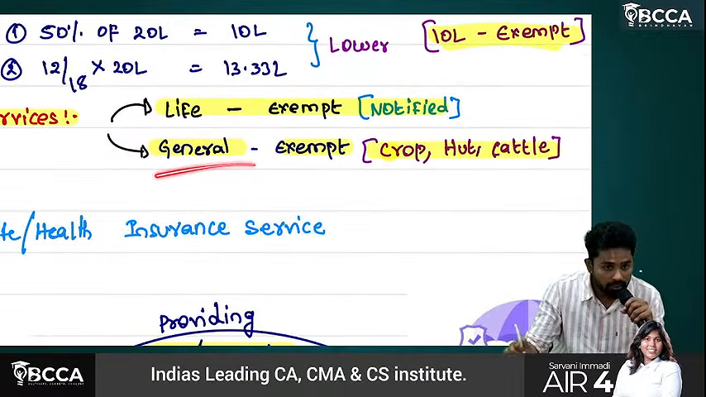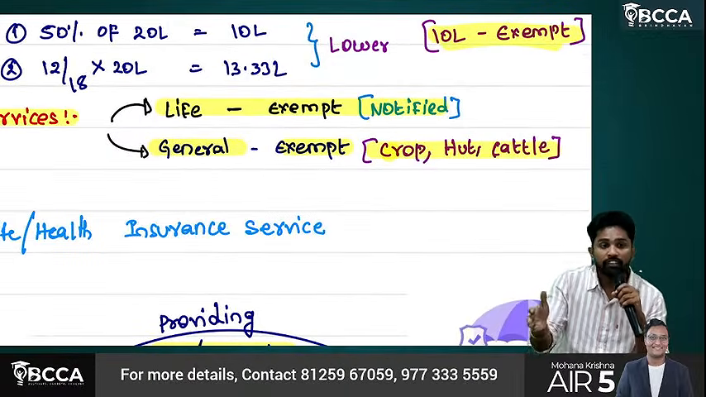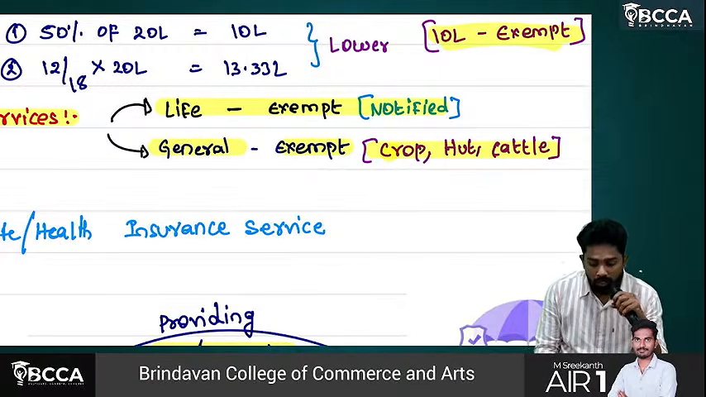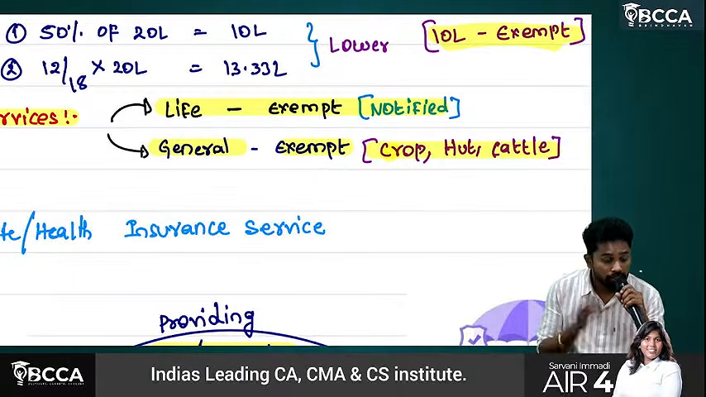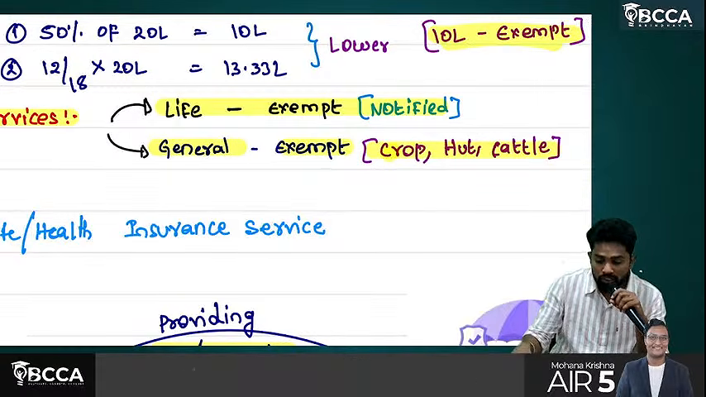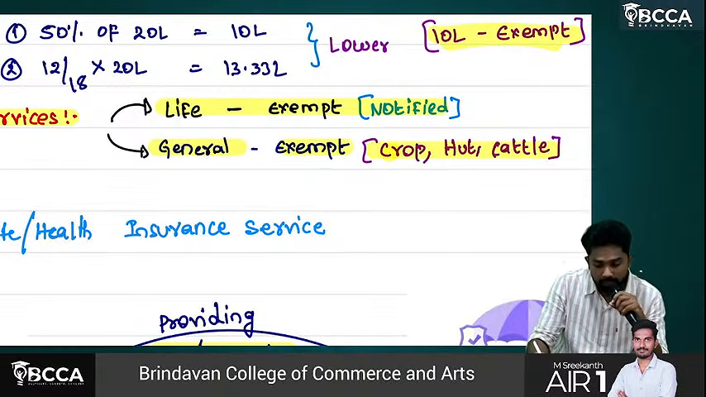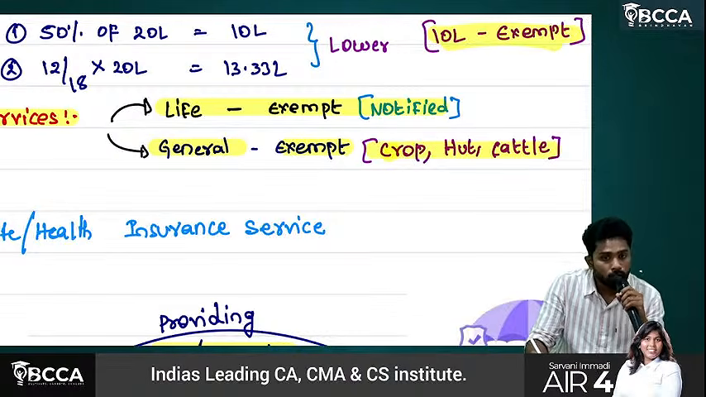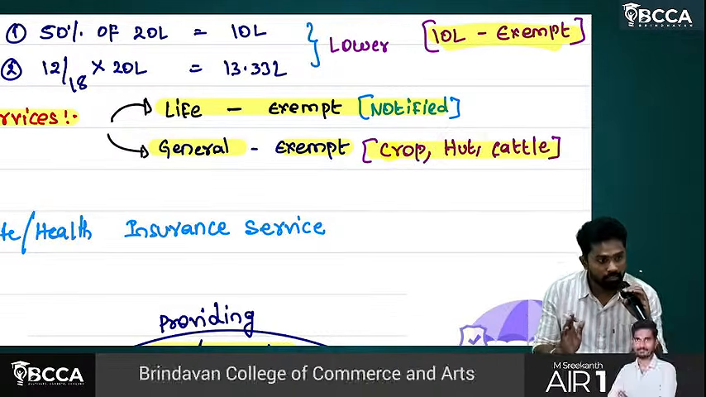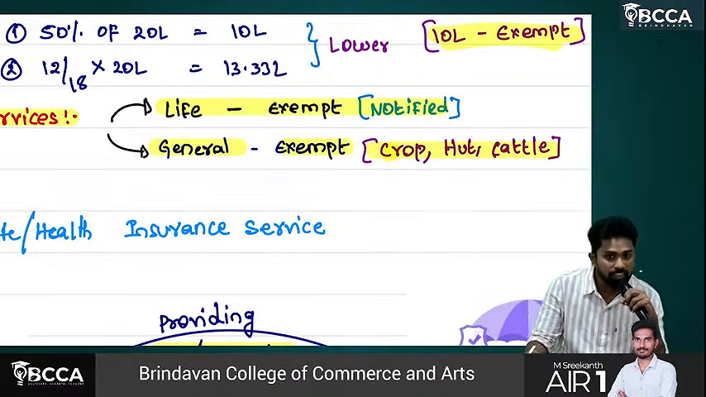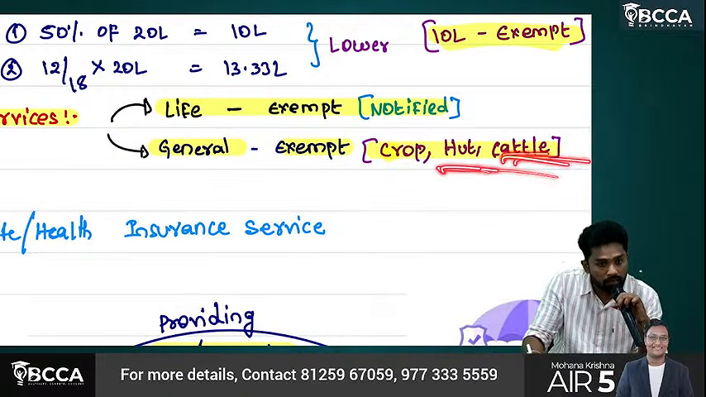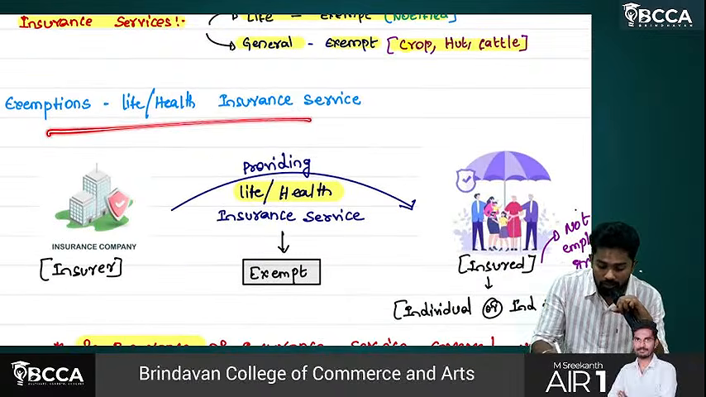Then general insurance. General insurance means vehicle insurance, stock insurance, property insurance; all those come under general insurance. For general insurance, no exemption, sir; only life insurance is exempt. General insurance is exempted when it is taken for crop insurance or hut insurance, not for a building and all. For a hut, if insurance is taken, that insurance is exempted. Or for cattle, if insurance is taken, these are exempted.